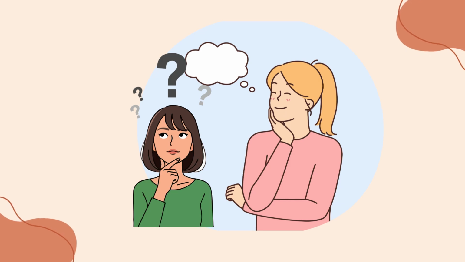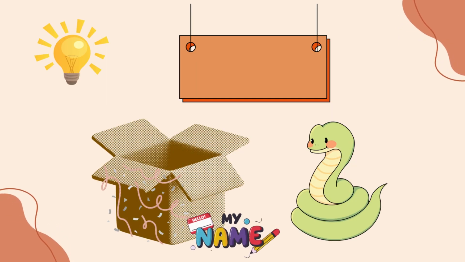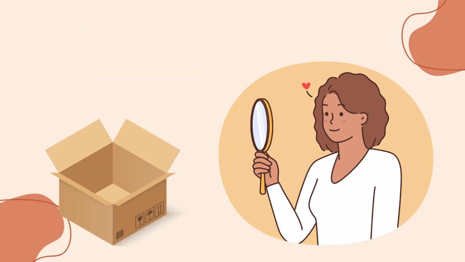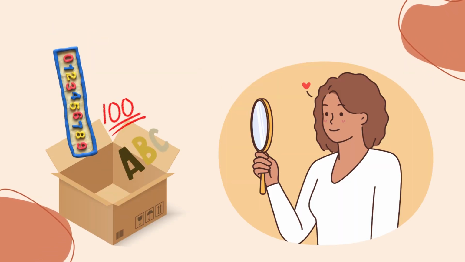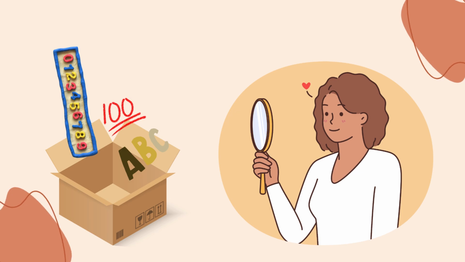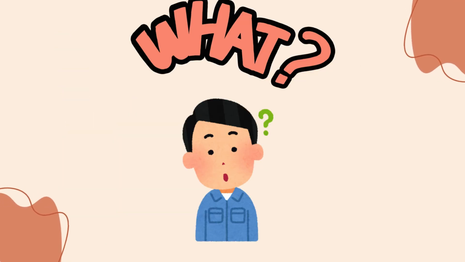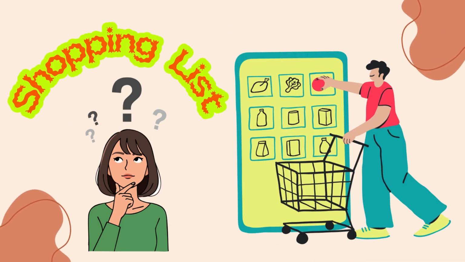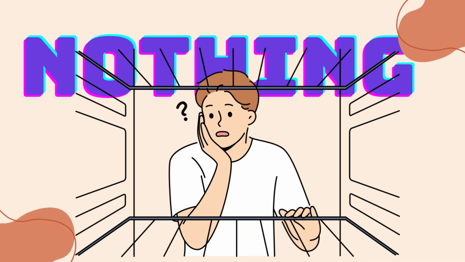Hey everyone, so imagine this. Yesterday we learned how to name a box in Python. Variables, right? Today I looked at that box and thought, okay, fine, I named it. But what is actually inside this box? Is it a number? Is it text? Is it just a full shopping list? Or is it just nothing?